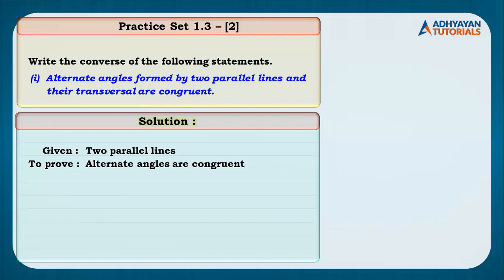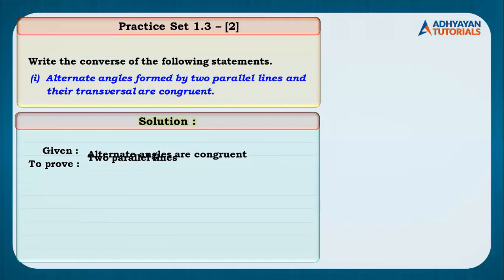So now, if you have this clearly in your mind, what is given and what is to prove, then doing the converse is not difficult. You just have to write the to prove as given and the given as to prove. That means, if you look at the screen, something like this. I hope everybody has seen that. I've just exchanged the statements. If alternate angles are congruent, then the two lines are parallel.